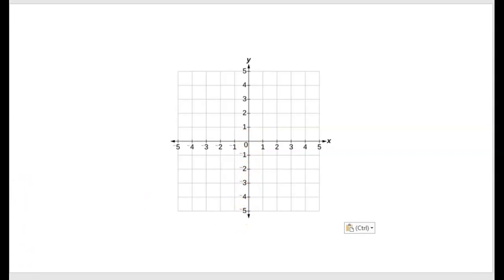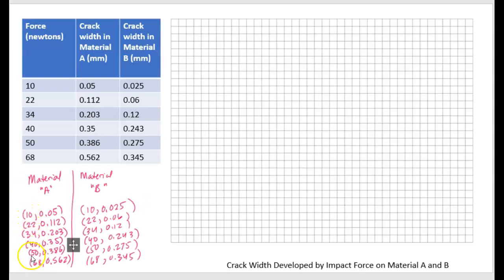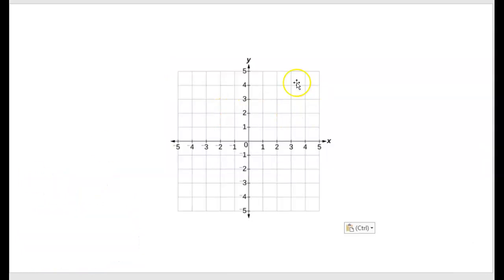All my values for my x coordinates are positive, and all my values for my y coordinates are positive. This tells me that I'm only going to need to use this part of the Cartesian coordinate system. Quadrant 1 describes points that have a positive x coordinate and a positive y coordinate.